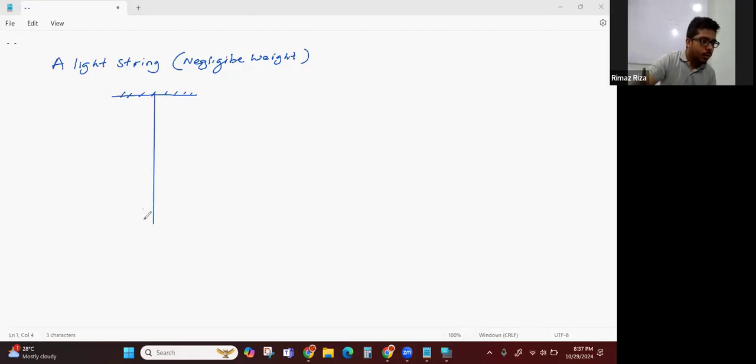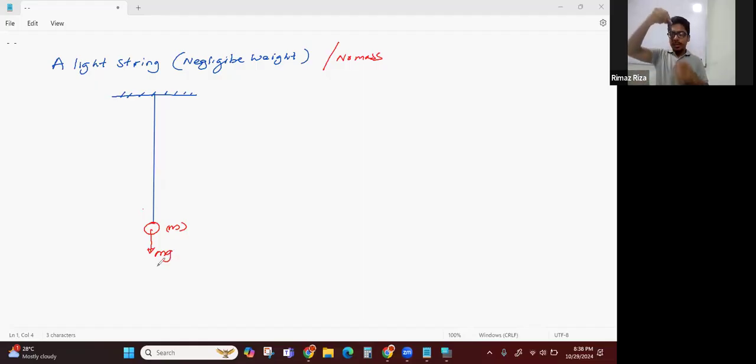Now here, let's say we hang a mass, let's say mass M. The string has no mass, negligible weight, because its mass is very small, negligibly small. But we hang the mass M by this string. So we know this mass experiences gravitational attraction, so it has a weight mg.